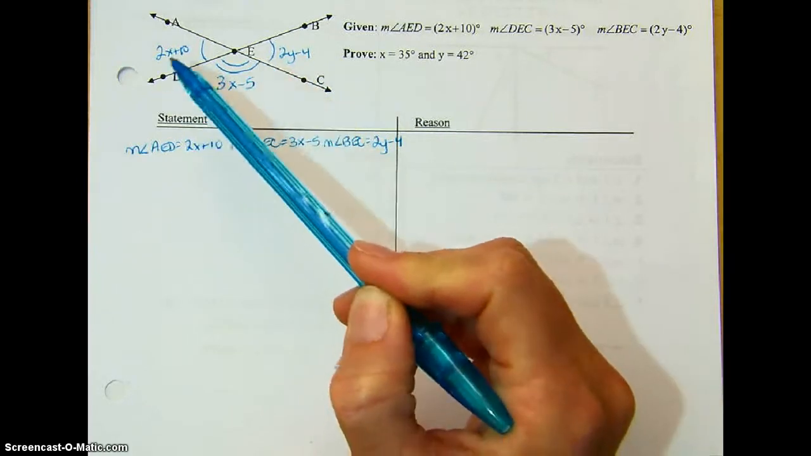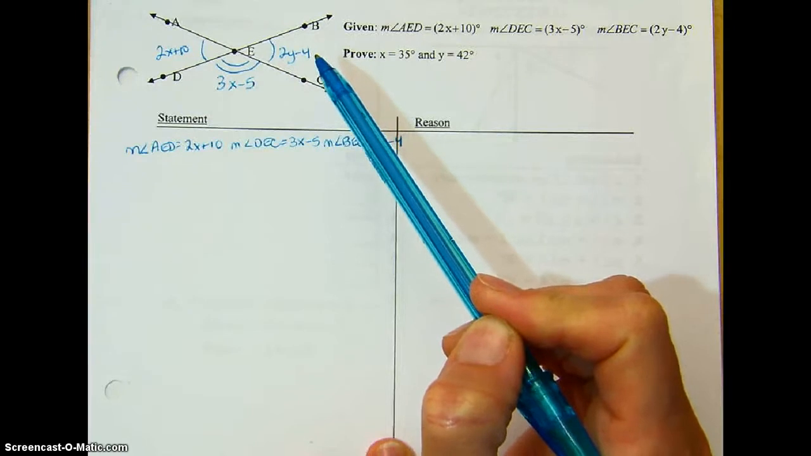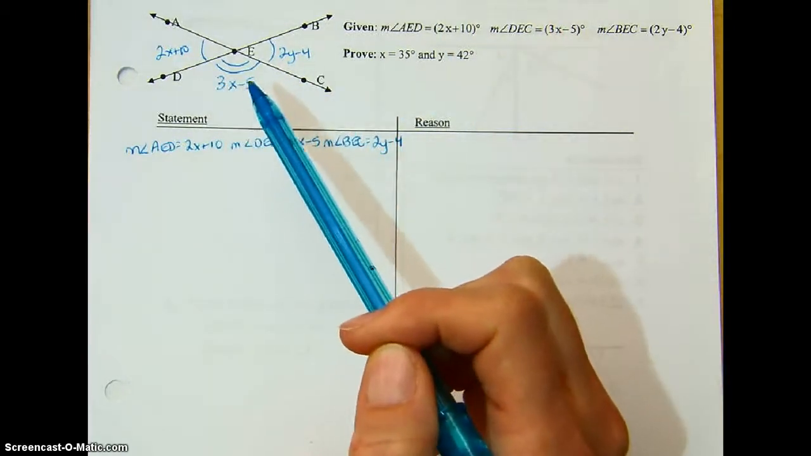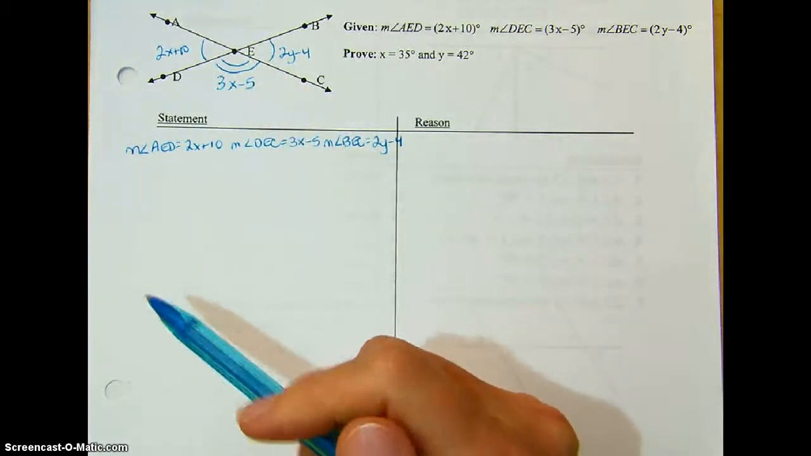The bummer is this is an x, this is a y, that's not going to work. So what else did they give us? The measure of angle DEC is 3x minus 5, so we mark that. Okay, what we're trying to prove is x is 35 degrees and y is 42 degrees.